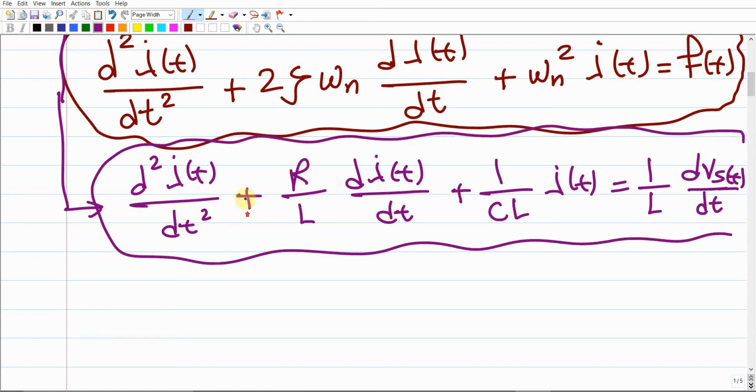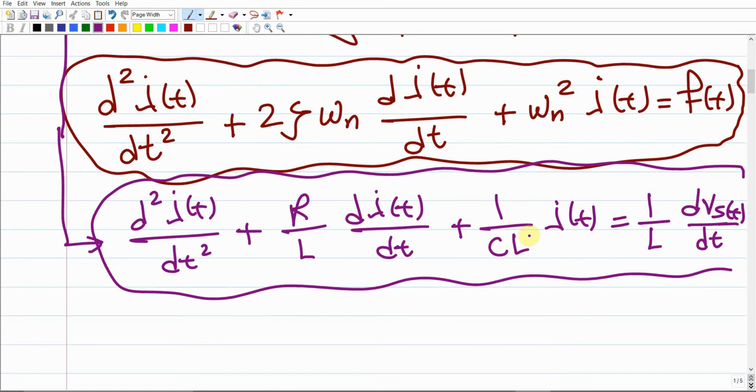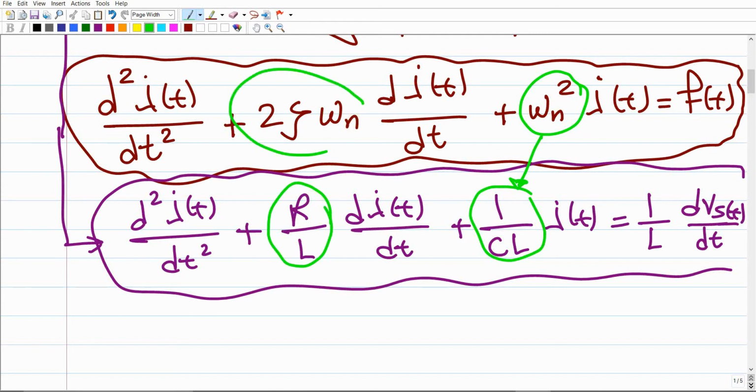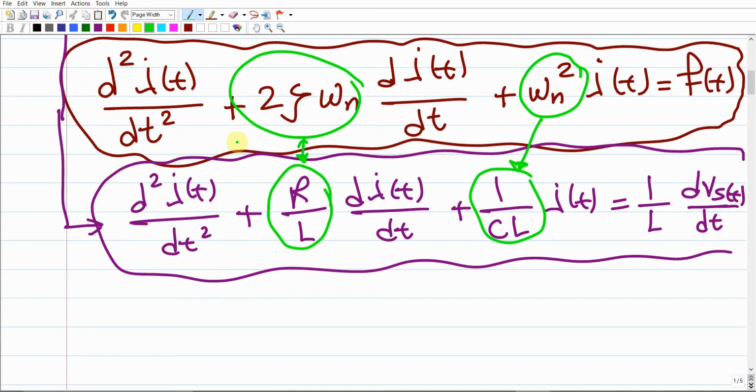If you try to compare these two equations together and try to come up with a specific value of omega n, which we just arbitrarily assumed, and the same thing for xi. The first value that we can find directly is omega n squared. If you compare, this is i, so this term should be omega n squared. And this term R over L should give us the 2 xi omega n. Make sense?